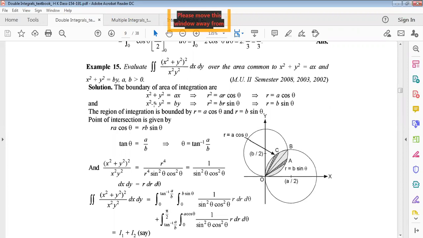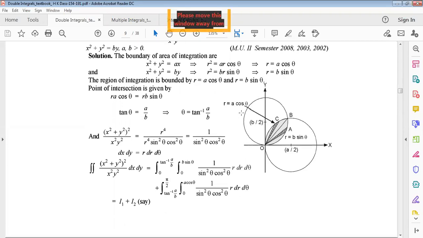x equals r cos theta, y equals r sin theta, you must know. So x square plus y square equals r square, from the polar form of Cartesian coordinates. So r equals a cos theta, and r equals b sin theta. The region of integration is bounded by what? r equals a cos theta and r equals b sin theta. This is from the first circle, and this is from the second circle.